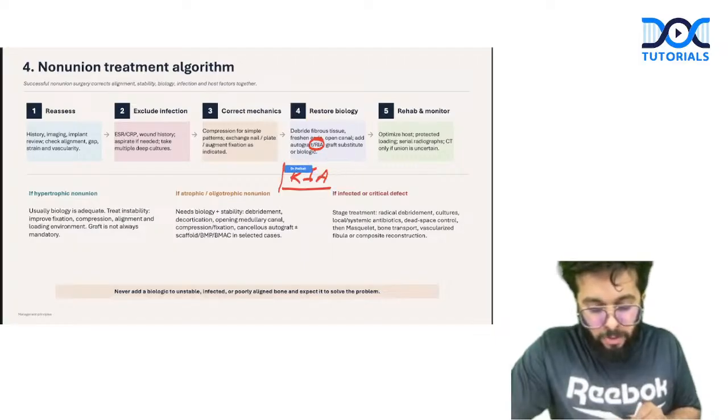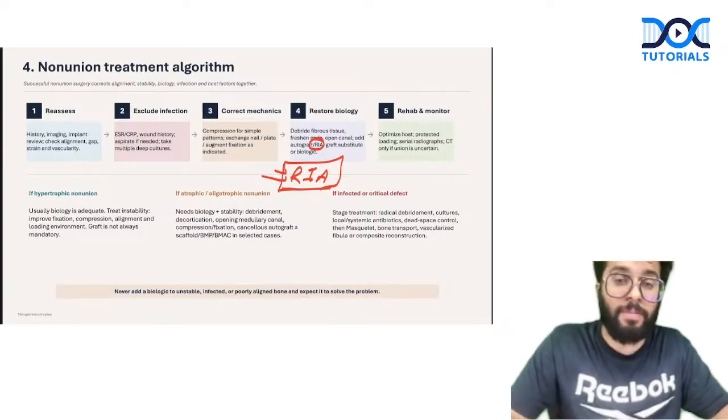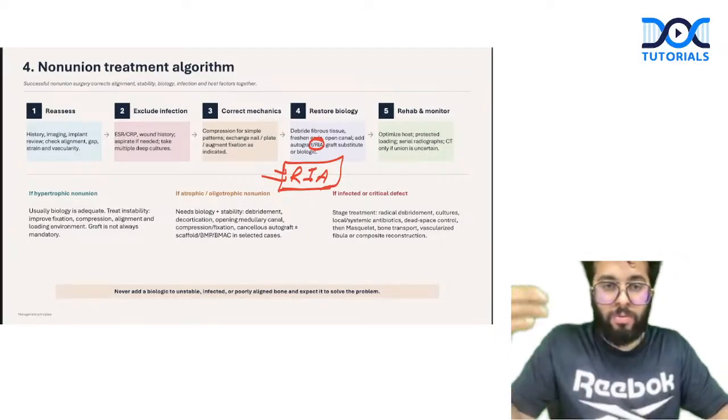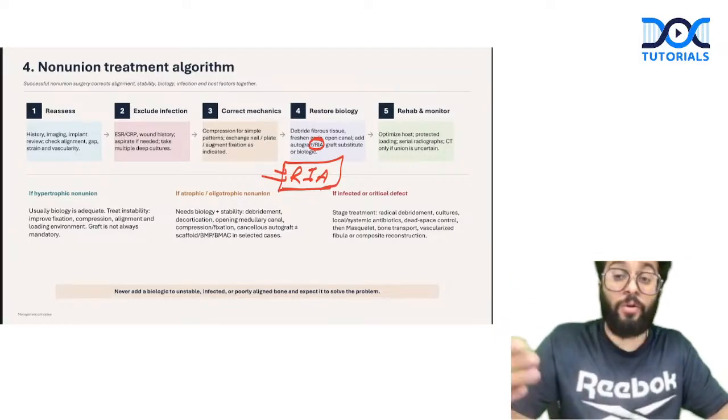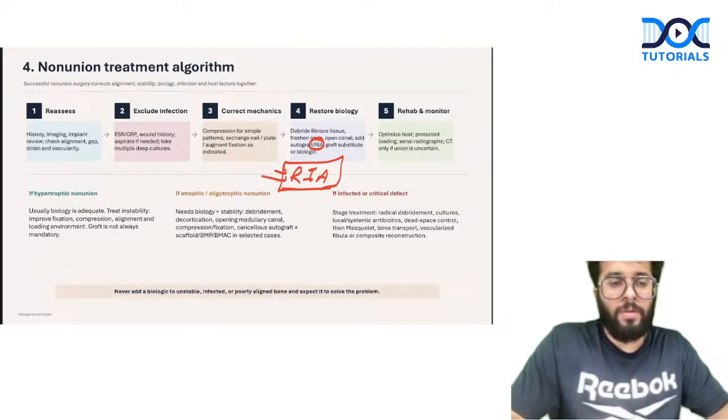RIA. I don't have that much time, but this topic is something that's going to be asked in the exams very soon. RIA. Graft substitutes, you should know autograft, allograft, they might be asked as a separate question. Now you have done the procedure. Now serial monitoring of the patient, serial radiographs is very important, right? So this is the way that you approach a case of non-union, right?